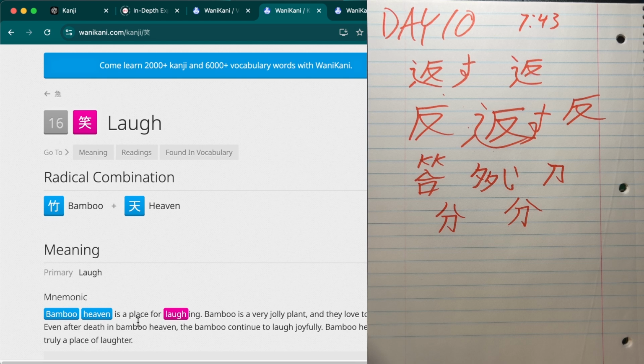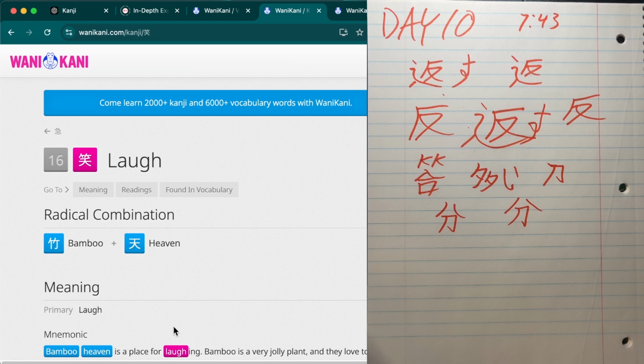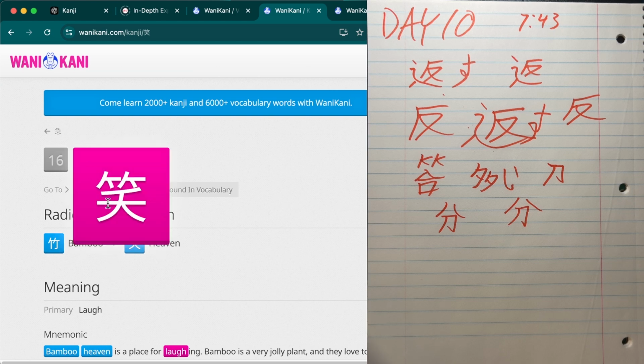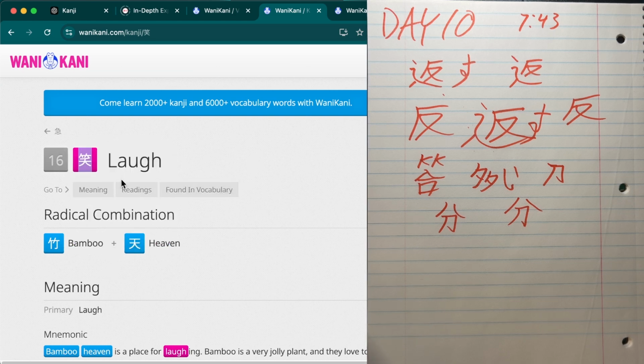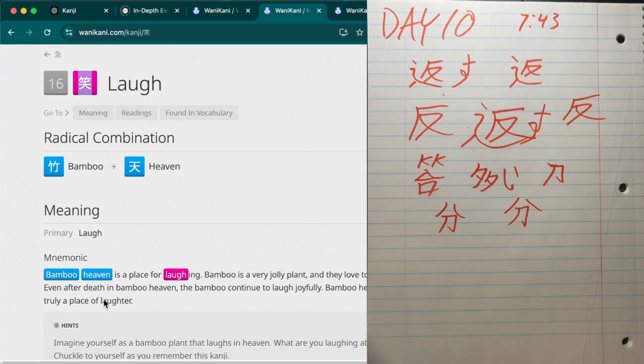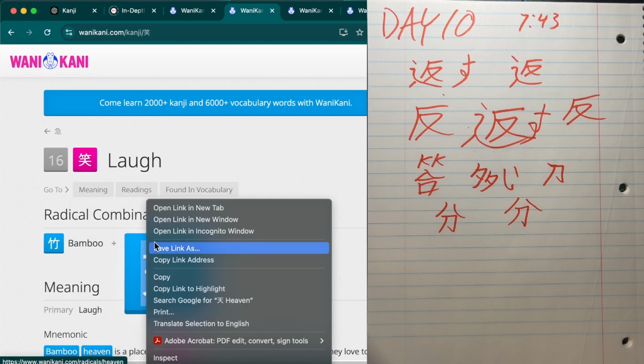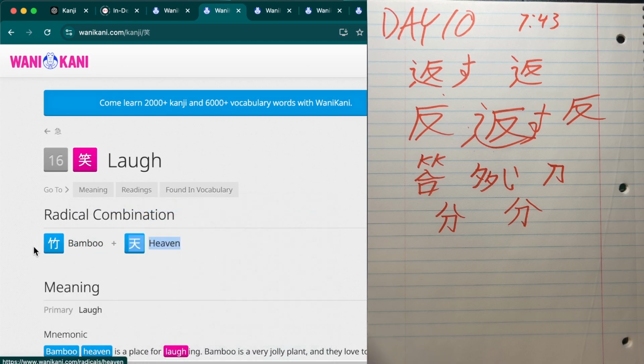Look at this mnemonic. Bamboo heaven is a place for laughing. Bamboo is a very jolly plant and they love to laugh. Even after death in bamboo heaven, the bamboo continue to laugh joyfully. Bamboo heaven is truly a place of laughter. That's so weird. Honestly, it just looks like a fun kanji, so that's the way I remember it, as laugh. Anyways, let's go down the radical rabbit hole.